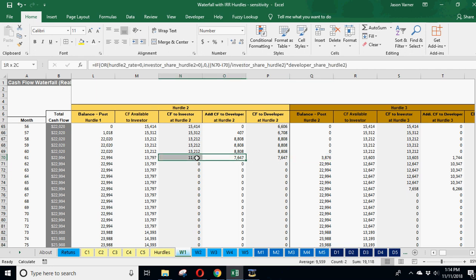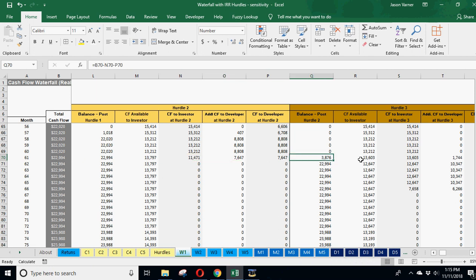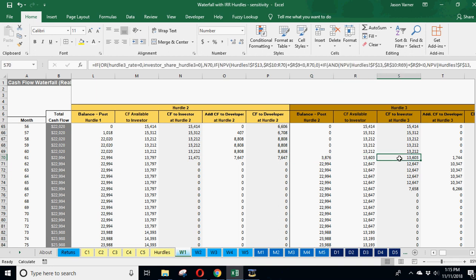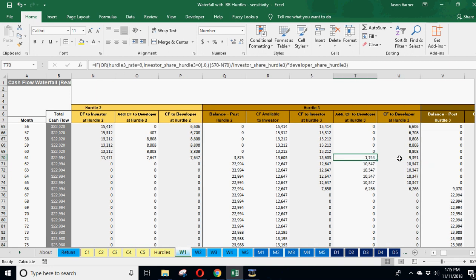You can see 19,118. Well, there's still 3,000 left. So that's saying that the investors now reached their hurdle 2. They're now moving to hurdle 3. In that month, there's 19,229 less 19,1 is about 3,800. And then that's getting split at this 50-50 rate. So, or no, that's getting split at hurdle 3.